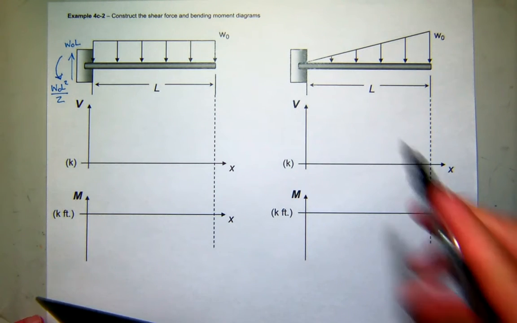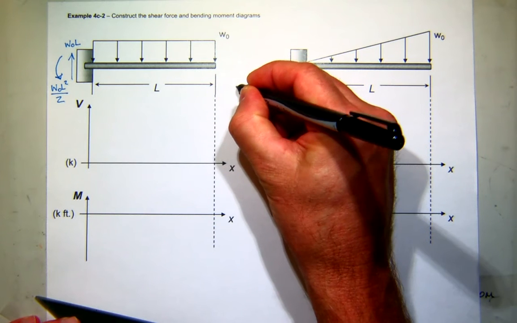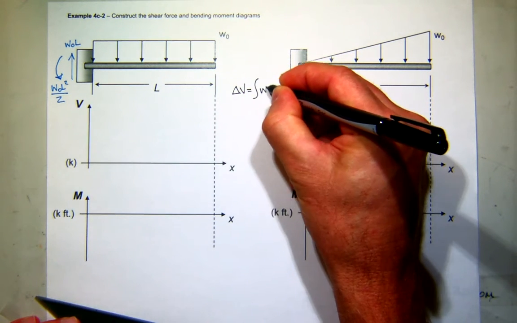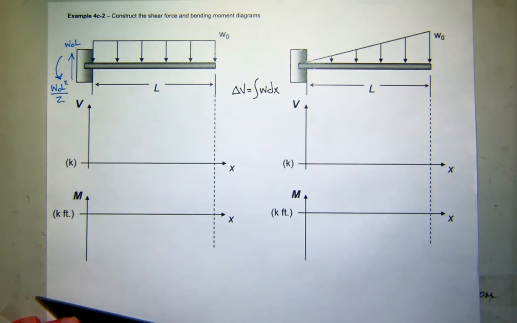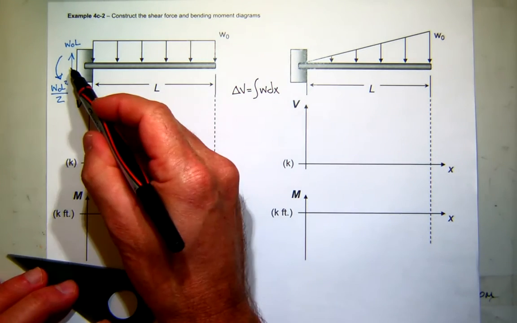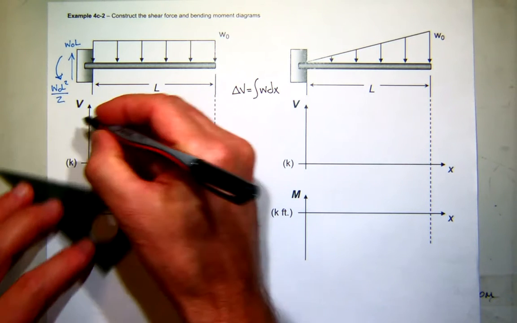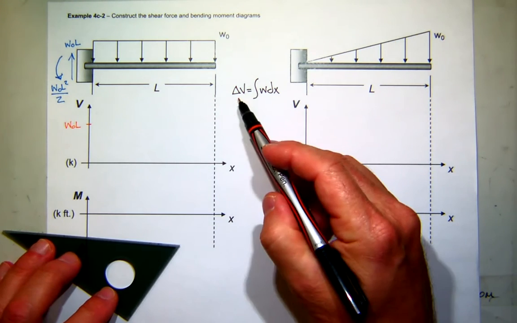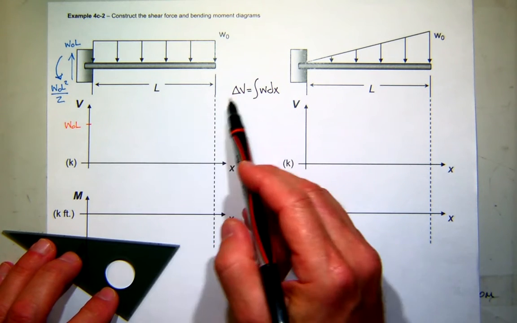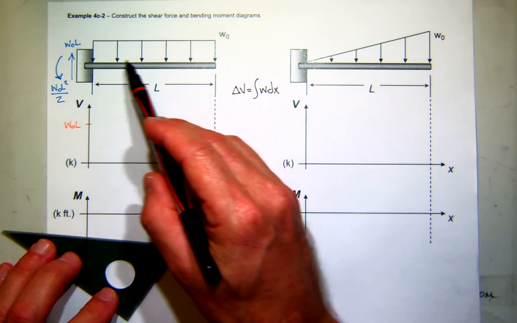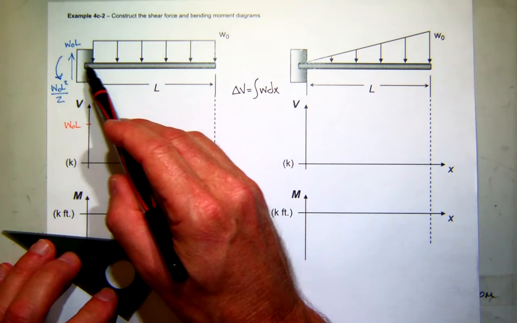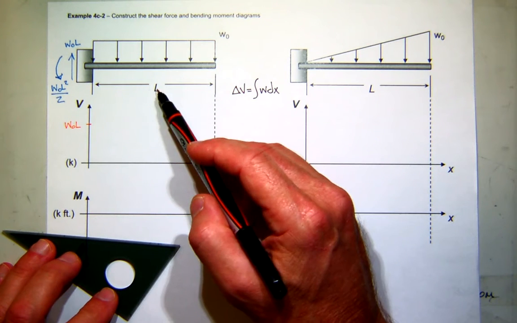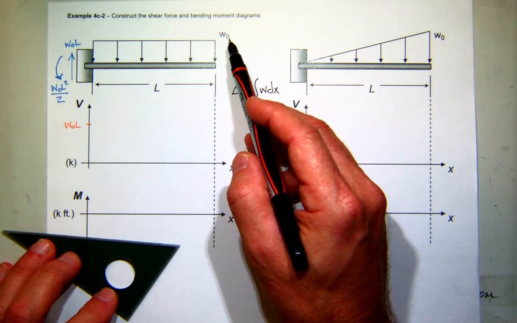So what do we do? Well, we're going to apply our relationship. So we know that the change in shear is the area under the load diagram. So let's do that first. So I know that I'm going to start with a shear value of what? Positive W naught L. So what's the change in the shear? Well, I look at my load, and the load is continuous, so that's going to be pretty easy to calculate the total area under that curve. What is the total area under that curve? It's a rectangle, base times height. So it's W naught L.